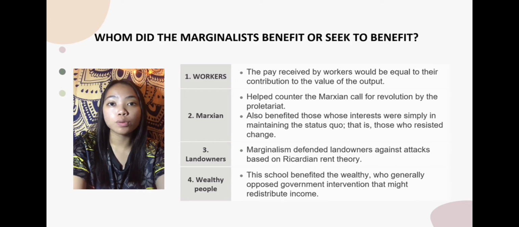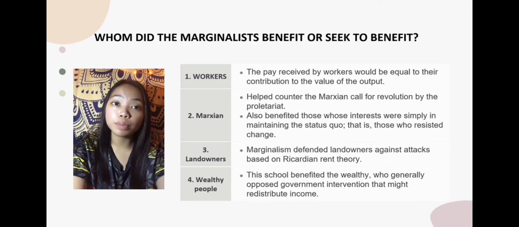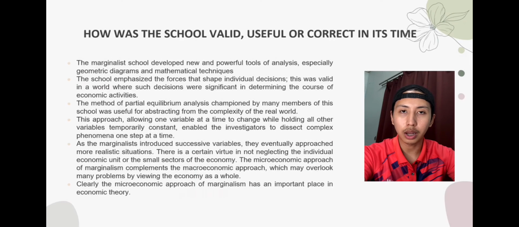Number four is wealthy people. This school benefited the wealthy people who generally oppose government intervention that might redistribute income. Now I'm going to talk about how the marginalist school was valid, useful or correct in its time.